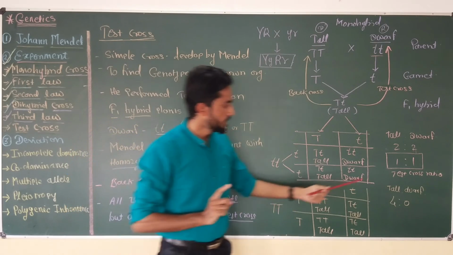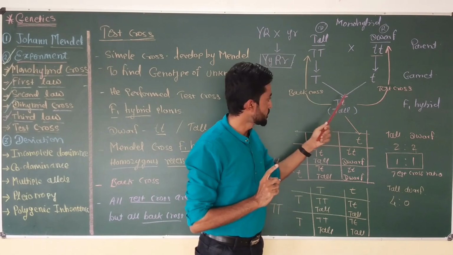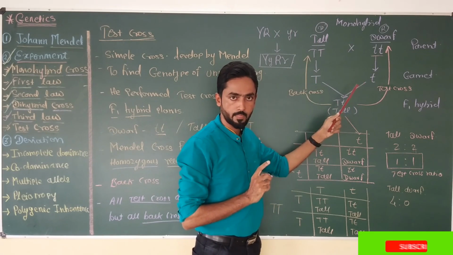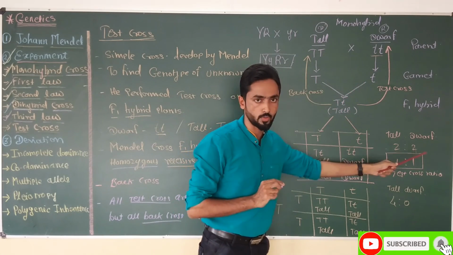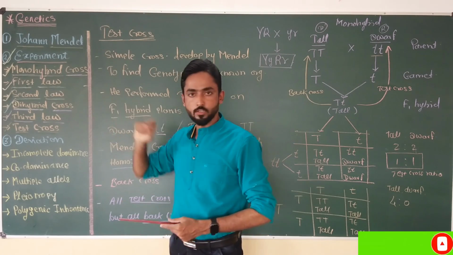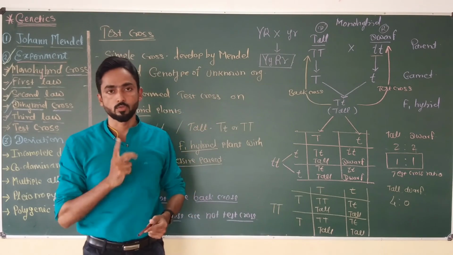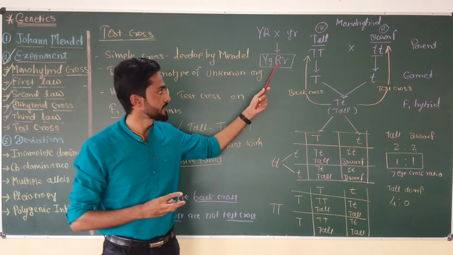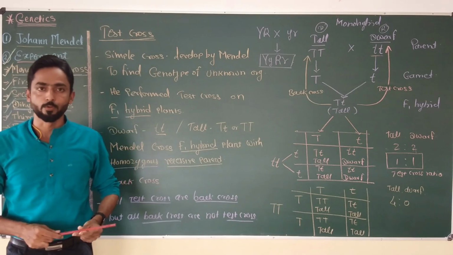Okay, so here when we use test cross in monohybrid cases, the ratio becomes 1:1. And when we use this test cross in a dihybrid cross experiment, the ratio becomes 1:1:1:1. Okay, you can easily determine it with the help of Punnett square.